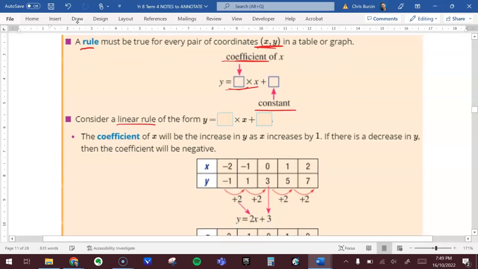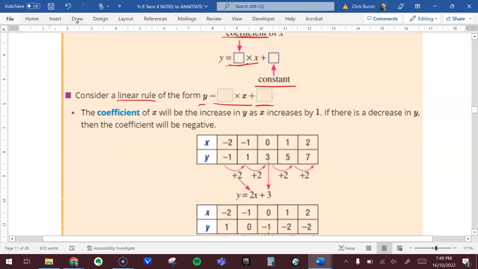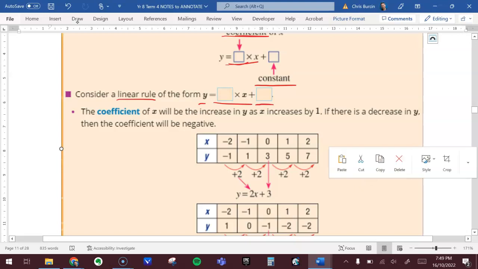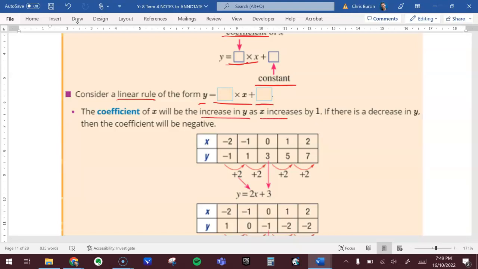A linear rule will create a straight line on a graph. Y equals some coefficient times x plus some constant. Okay, so there is a way to figure this out. The coefficient of x will be the increase of y as x increases by 1. So let me spell this out.